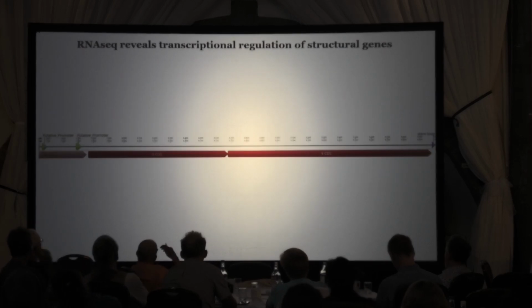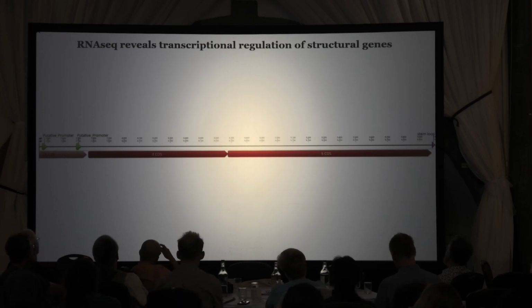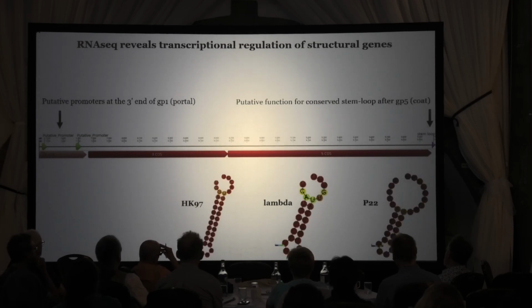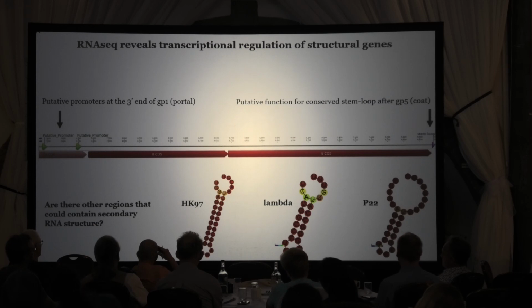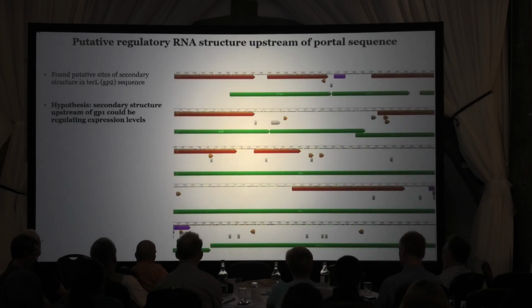And so here's a zoom in. I did some bioinformatic analysis, and I found some putative promoters that sit upstream of scaffolding protein in the 3' end of the portal gene. I also found a stem loop at the end of gene 5, which is conserved between HK97, lambda, and P22. And so this got me digging a little deeper to see if there were other regions that could contain RNA secondary structure.